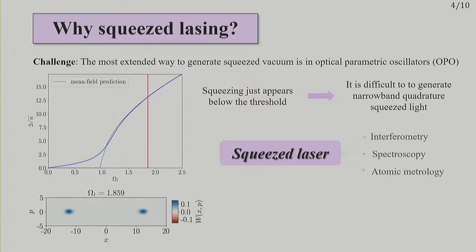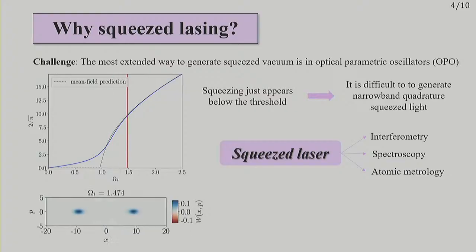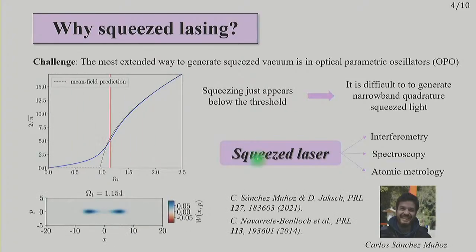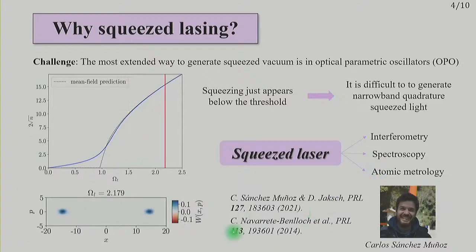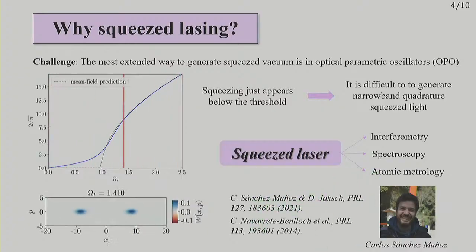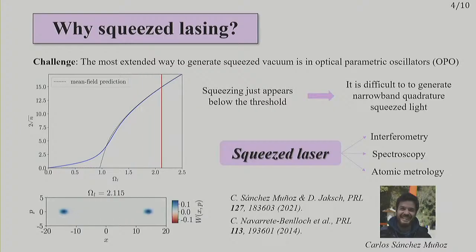That could have applications in fields like quantum metrology and quantum sensing, for example. And this concept was originally proposed in the microwave by some colleagues here at the IFF. And the first optical implementation was proposed back in 2021 by my supervisor, Carlos Sánchez Muñoz. And today I'm going to talk about a new implementation we are working on now, also in the optical.